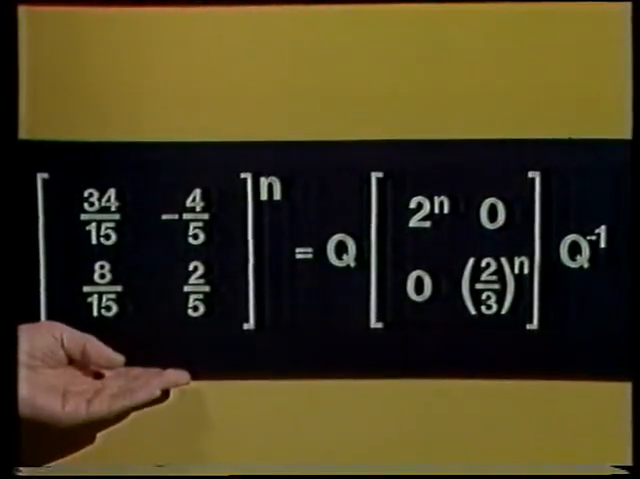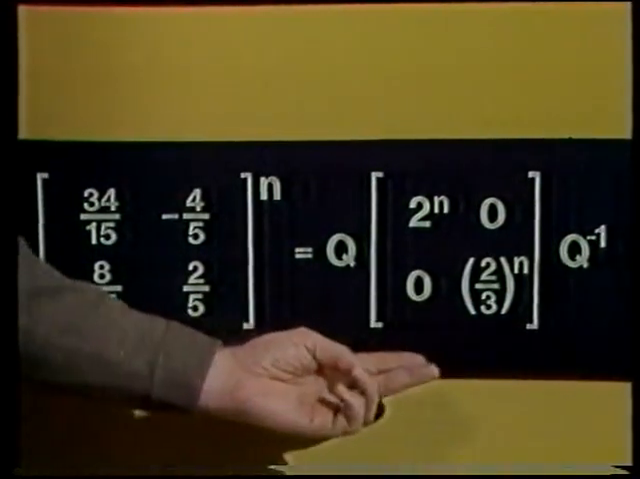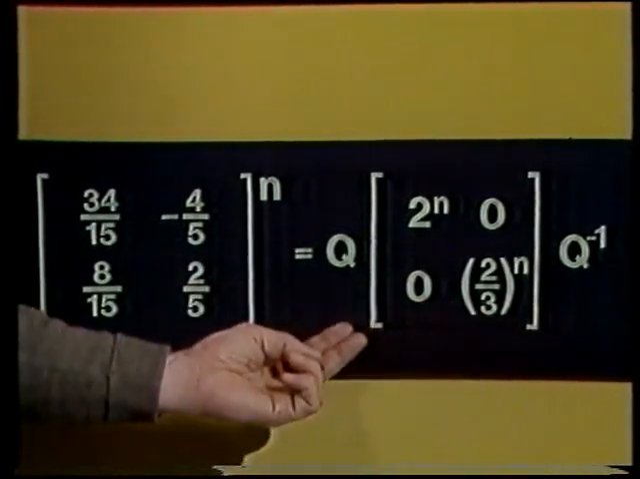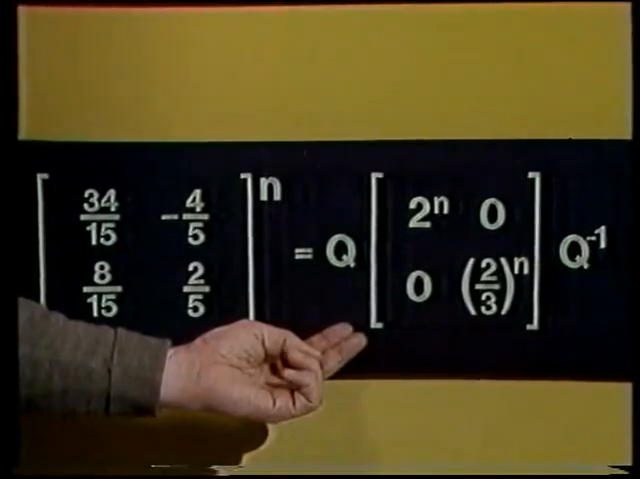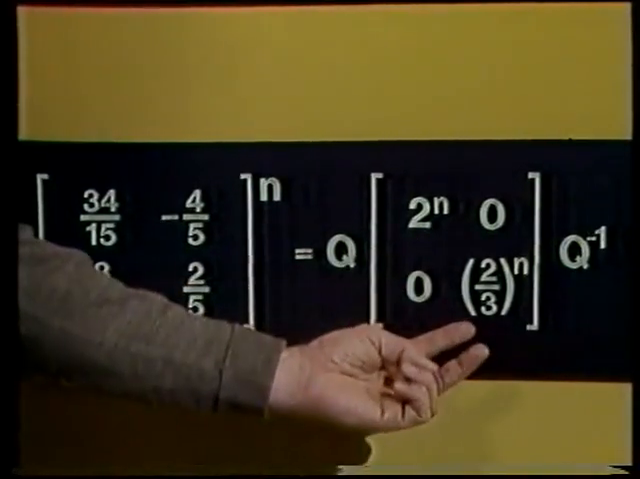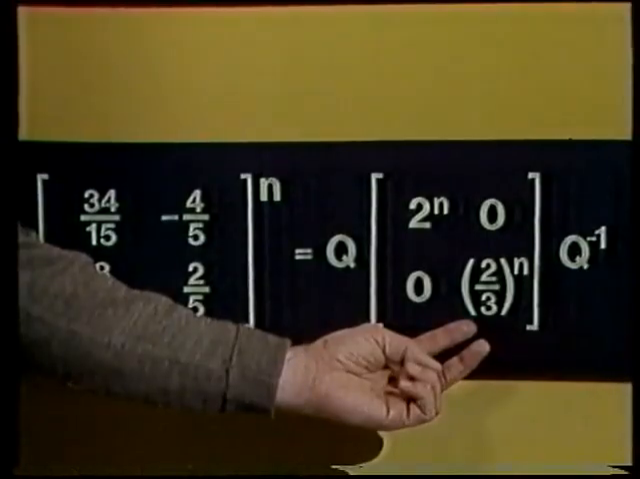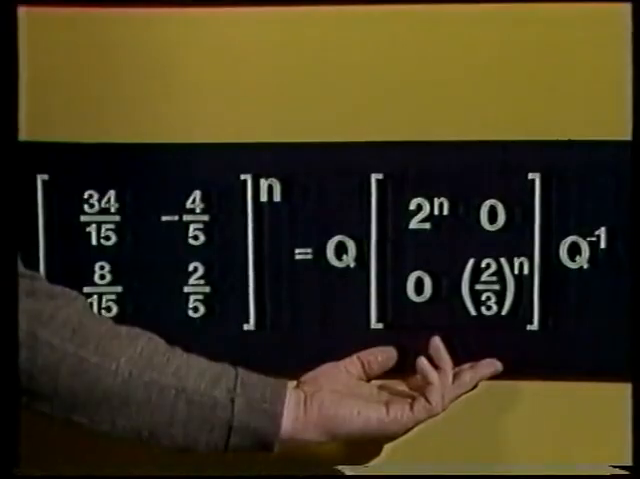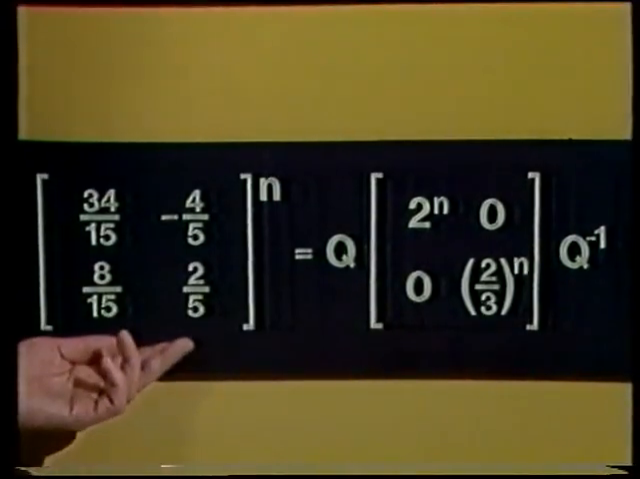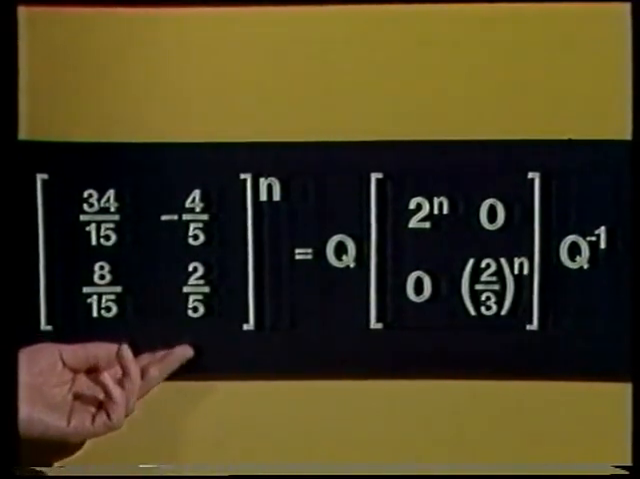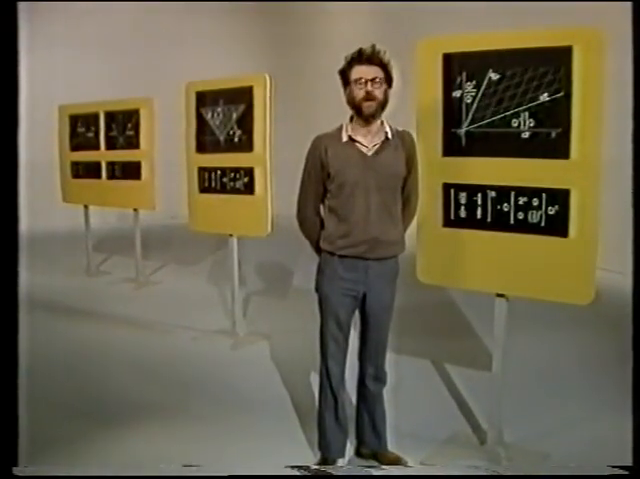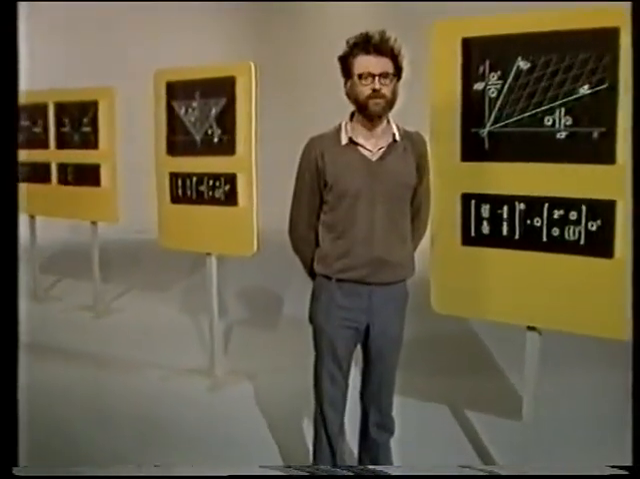So now we can see how to write the nth power of this matrix. It's Q times this diagonal matrix times Q to the minus 1. The same Q because it's the same eigenlines, but the entries in the diagonal matrix are the new eigenvalues, 2 to the nth and (2/3) to the nth. And to calculate this product of matrices is much simpler than to calculate, say, the 10th power of the original matrix directly. This program has been concerned with how you express a given matrix in terms of a diagonal matrix and with an application of this result.